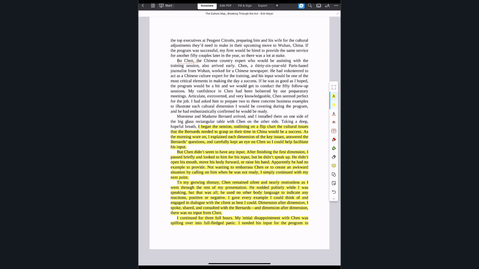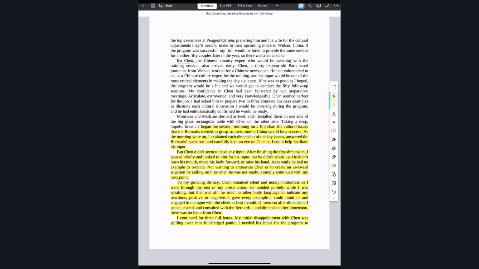I began this session outlining on a flip chart the cultural issues that people needed to grasp so that time in China would be a success. As the morning wore on, I explained each dimension of the key issues, answered the questions by the participants, and carefully kept an eye on Chen so I could help facilitate his input.